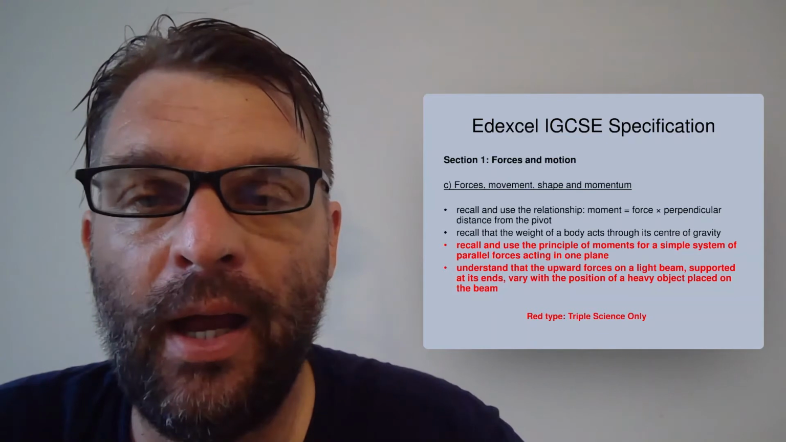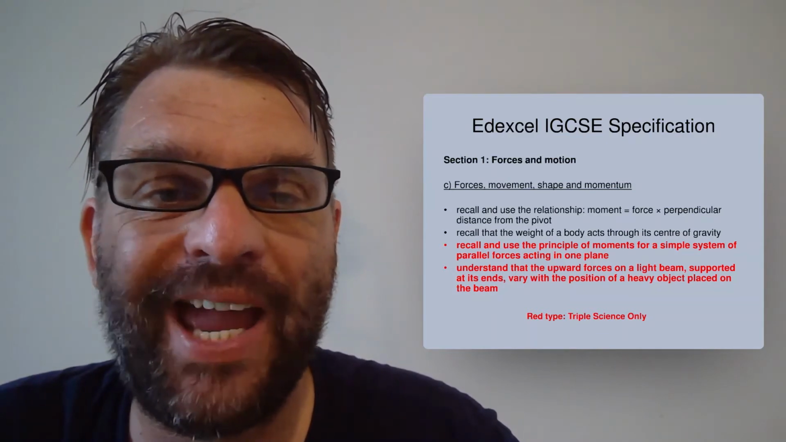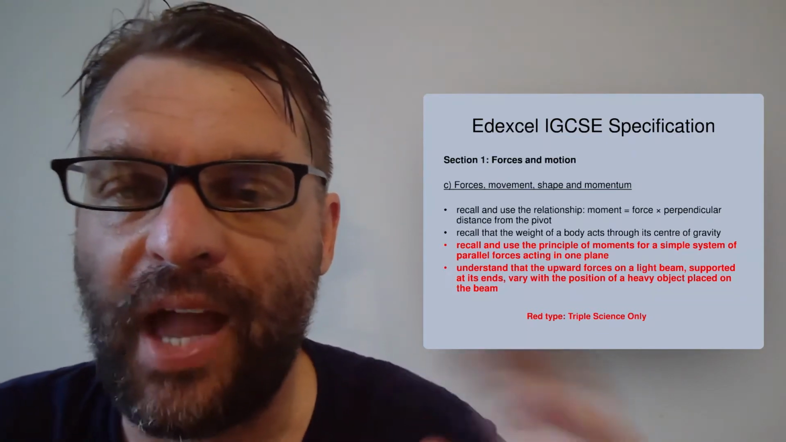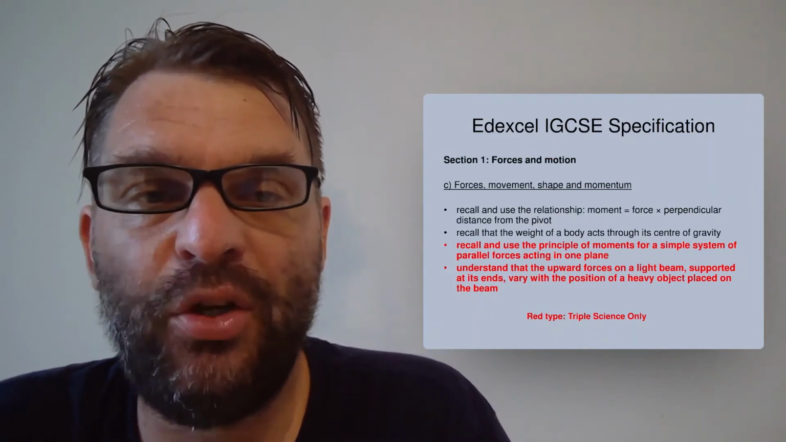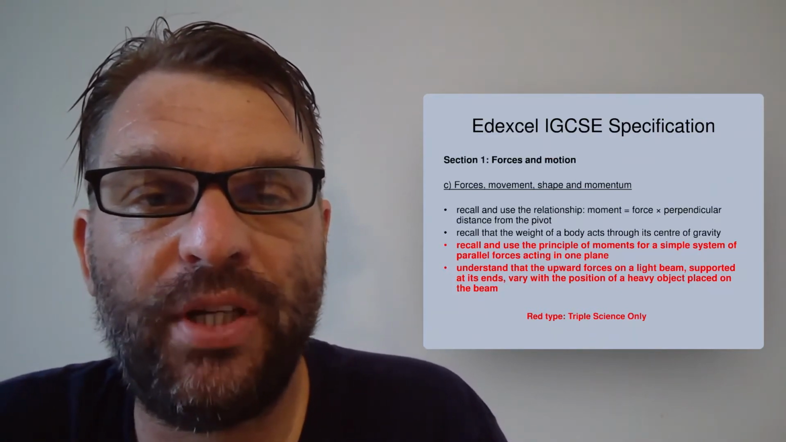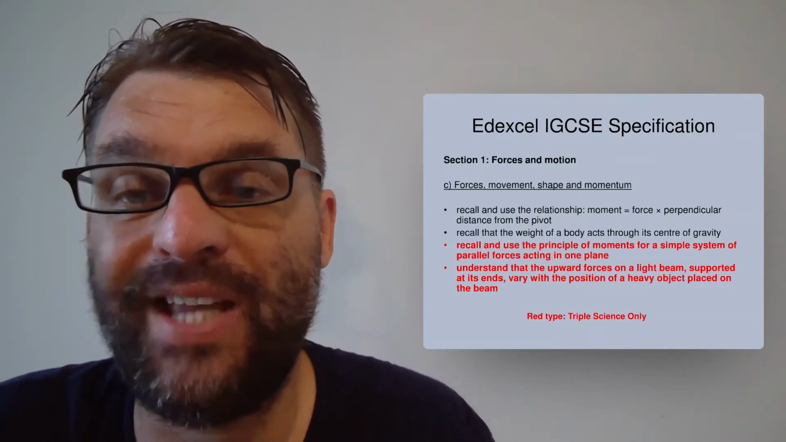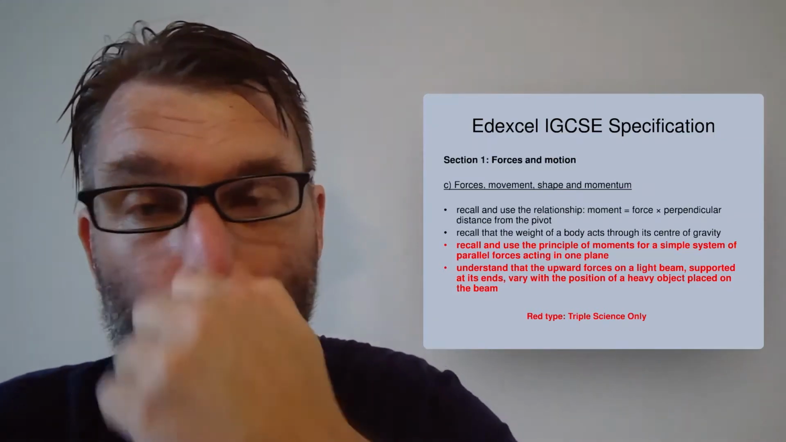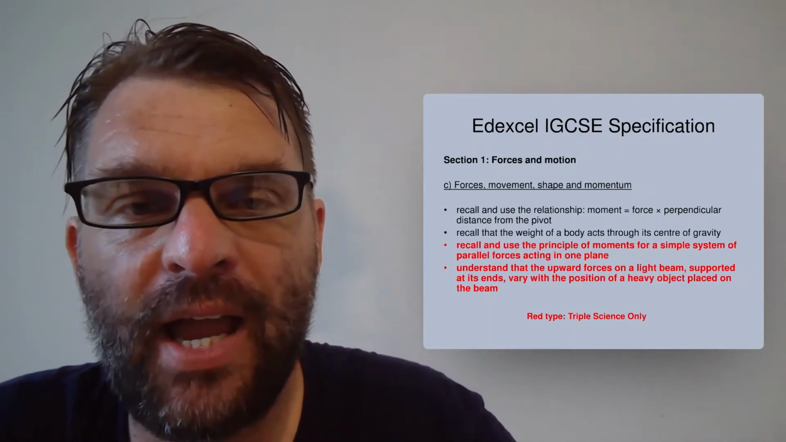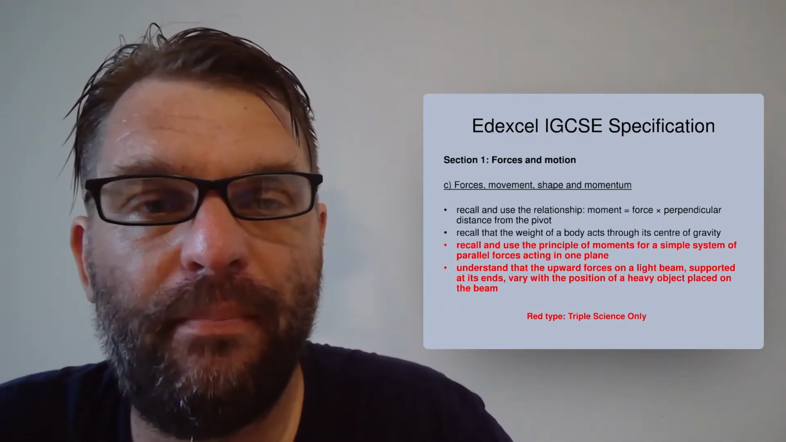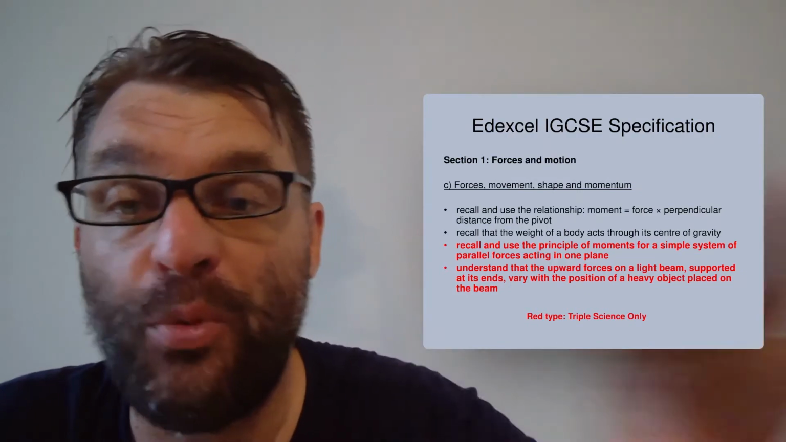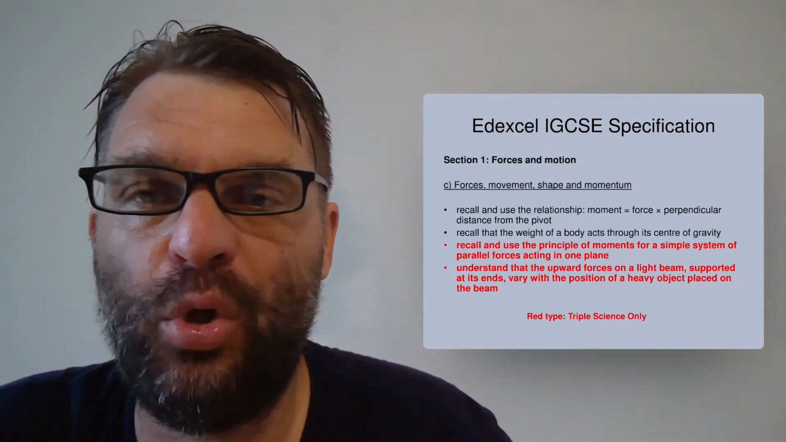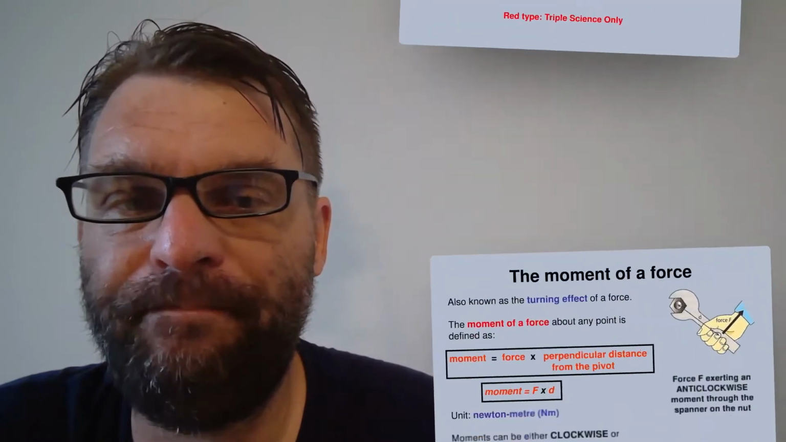and then also recall that the weight of a body acts through the centre of gravity. And the 2 extended learning objectives are about recalling and using the principle of moments for a simple system, usually with parallel forces acting on the x-axis or single plane, and then understand that the upward force of a light beam that is supported at both ends varies with the position of the object between those 2 supports. We'll look at a lorry as an example of that.